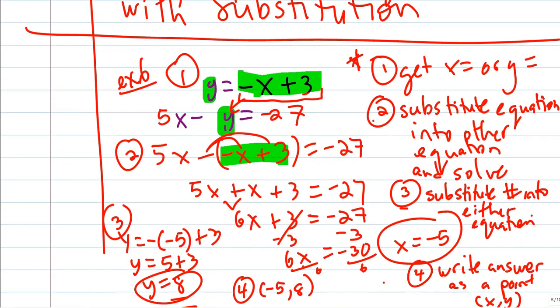Man, I'm pretty sure we could check. I'm going to do that here on the side. If I checked, we just got negative 5, 8. Then that would be y is equal to, let's see, 8 is equal to negative negative 5 would be 5 plus 3. 8 equals 8. But it also must work for the other one. So 5x minus y, 5 times negative 5 would be negative 25. Minus y would be minus 8.